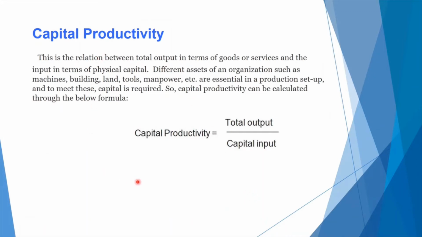Capital productivity is the relation between total output in terms of goods or services and the input in terms of physical capital. Different assets of an organization, such as machines, buildings, land, tools, manpower, etc., are essential in a production setup. And to meet this, capital is required. So capital productivity can be calculated through the below formula. Capital productivity equals total output over total input.